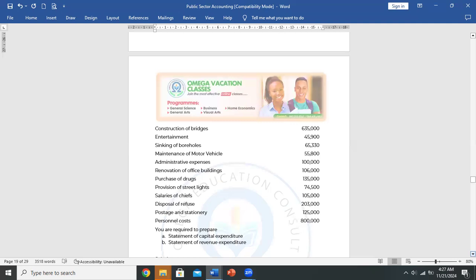Salary of chiefs, that is recurrent. Disposal of refuse, recurrent. Postage and stationery, recurrent. Personnel are just people who are working for the government, so it's more or less like salary or wages. So personnel cost is also recurrent.